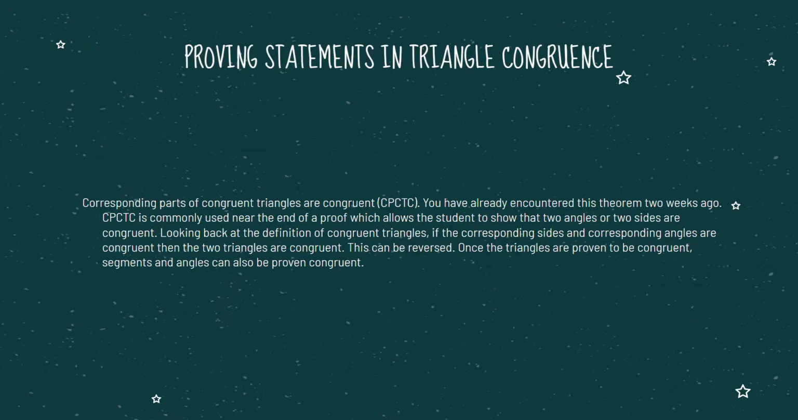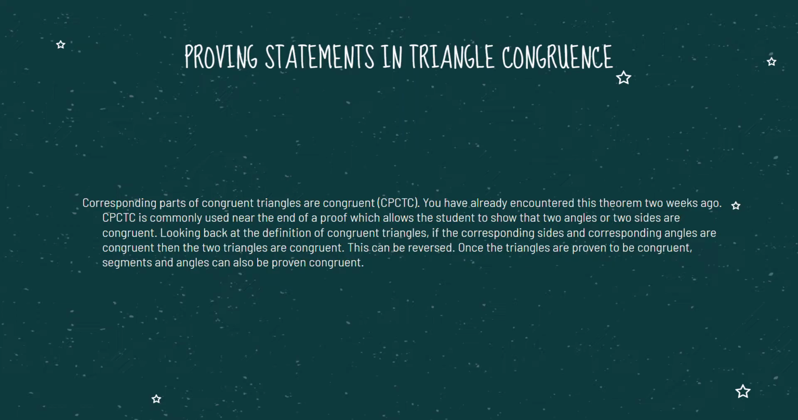Proving statements in triangle congruence. Corresponding parts of congruent triangles are congruent, also known as CPCTC. You have already encountered this theorem 2 weeks ago. CPCTC is commonly used near the end of a proof, which allows the student to show that two angles or two sides are congruent.